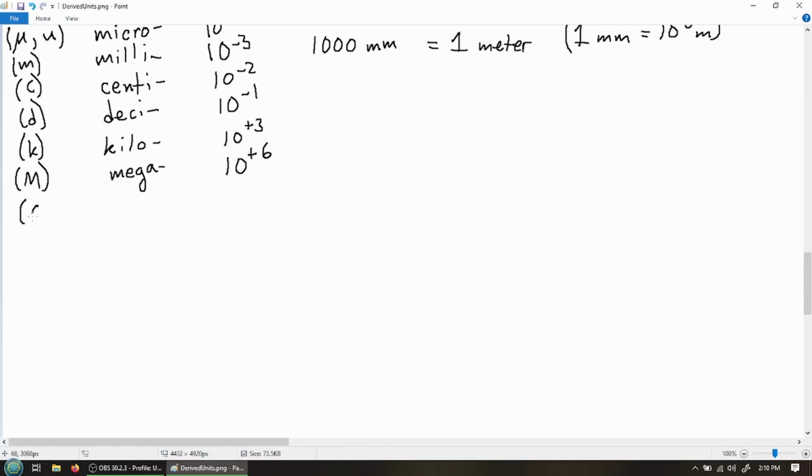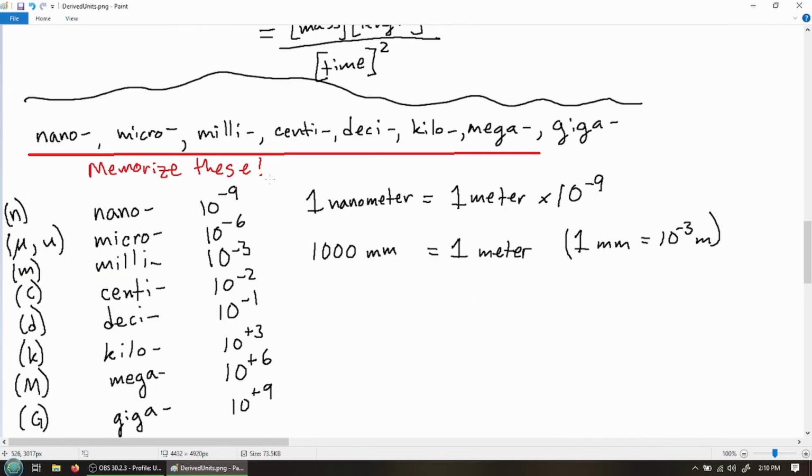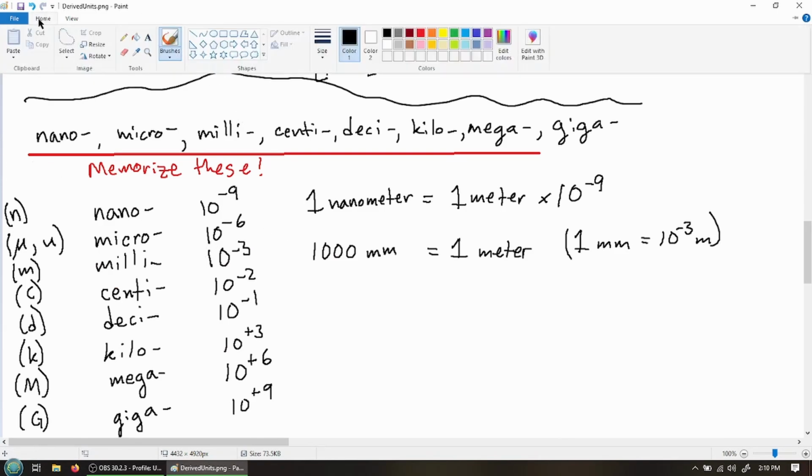And then finally, for our list here, giga is going to be 1,000,000,000. So here we have 10 to the positive 9. Now, as I've said, you won't need to memorize giga for this class. Let me emphasize which ones.